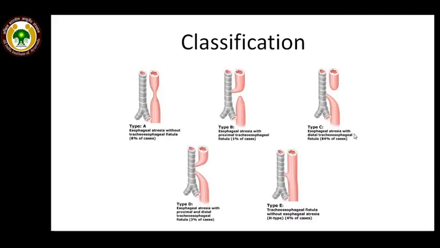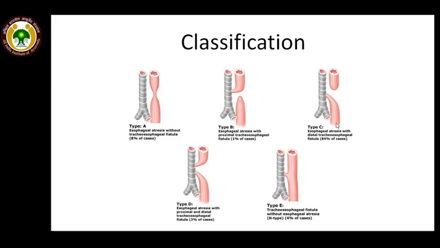As far as the classification is concerned, there are 5 types of anomalies which are recognizable: type A, type B, type C, type D and type E. Type A, as you see, is esophageal atresia without any tracheoesophageal fistula. There is no fistula, but only a part is atretic. This is esophageal atresia. This is type A. In type B, there is esophageal atresia with a proximal tracheoesophageal fistula. So there is an atresia and proximally there is a fistula.